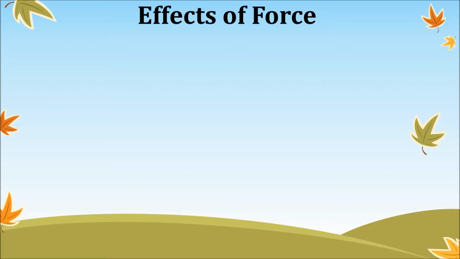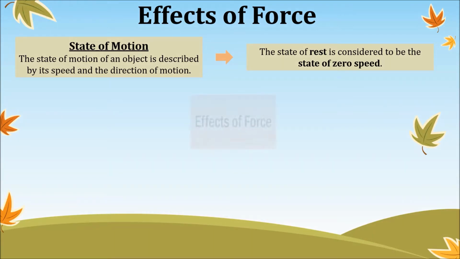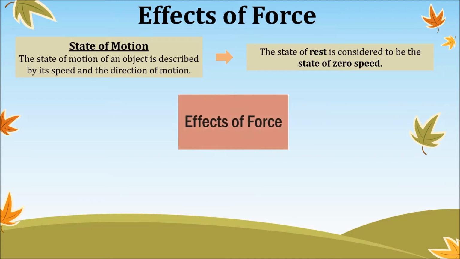Effects of force. Before understanding the effects of force, we must understand the states of motion. The state of motion of an object is described by its speed and the direction of motion. The state of rest is considered to be the state of zero speed. Thus, a body can exist in two states, that is, state of rest or motion. Now let's see what effects can the force cause on these states.